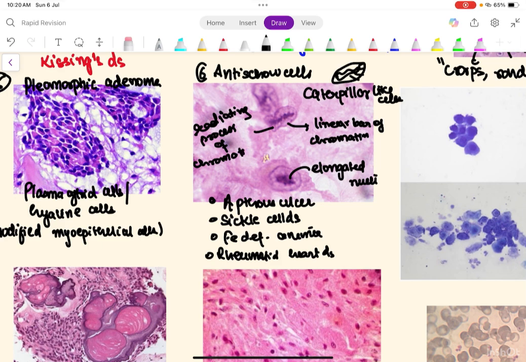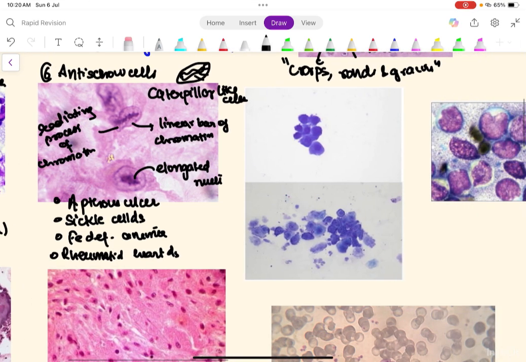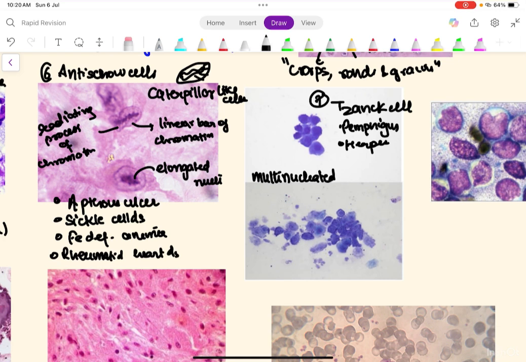Okay, now let's look at the next cell. This cell is the Tzanck cell. You should know where it is present. It is present in pemphigus. It is also seen in herpes. These are multinucleated giant cells of epithelial origin.